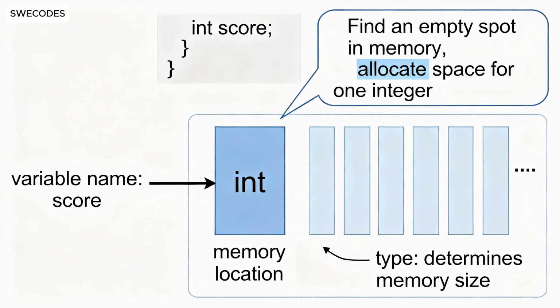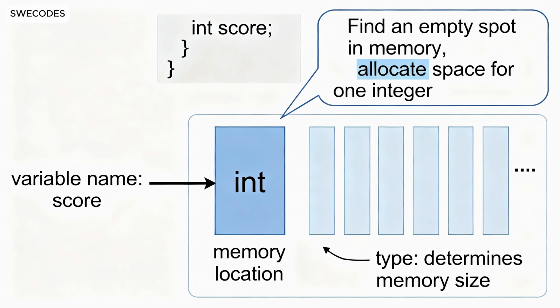When you write int score, you aren't just creating a name. You are giving the C compiler a specific command. Find an empty spot in memory and allocate just enough space to hold one integer. The type tells the compiler the size of the memory to reserve. This concept of precise memory management is fundamental to C's power and performance. The variable score becomes your human-readable name for that specific, allocated memory address.